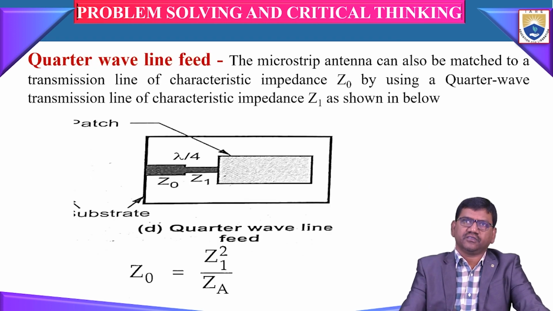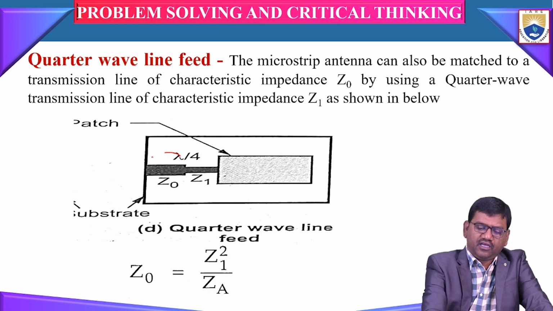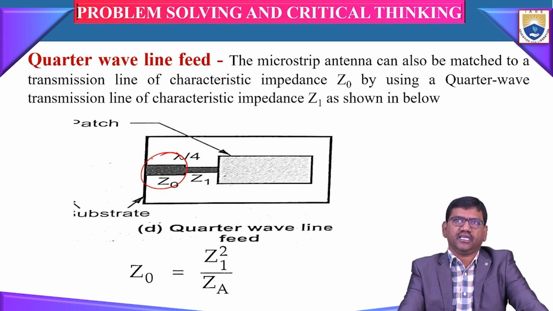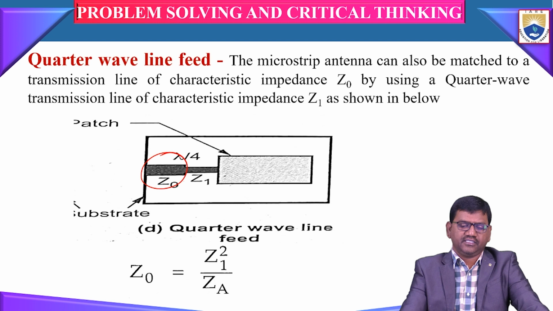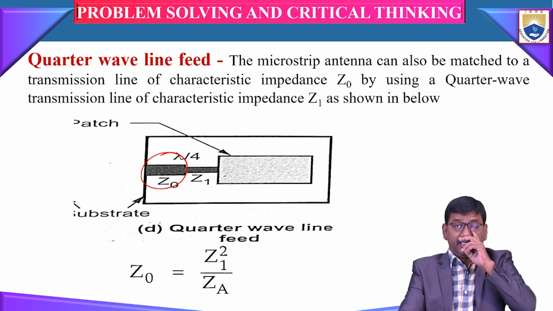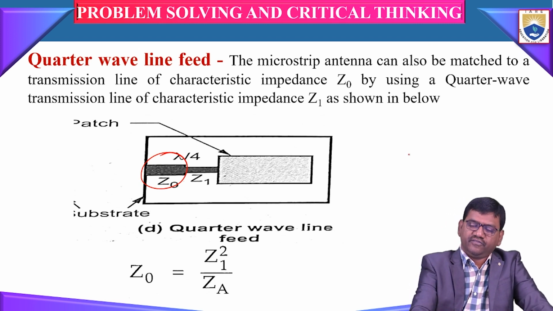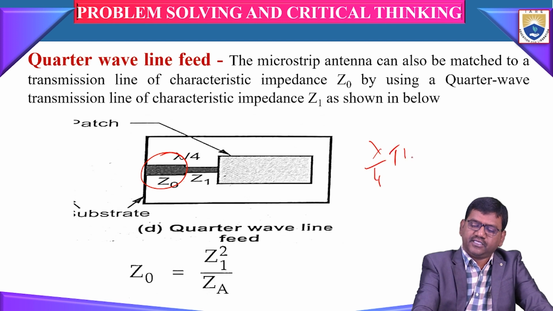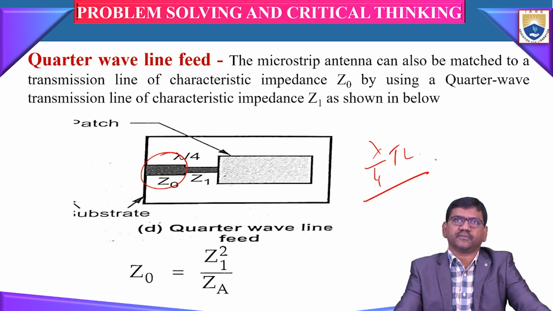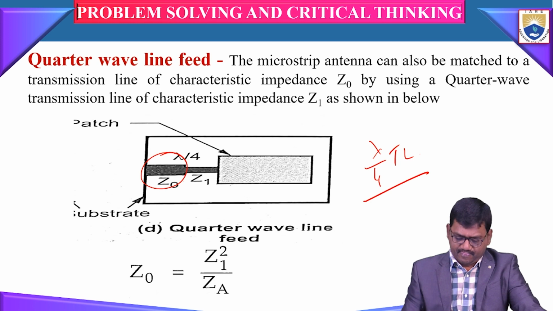Quarter wave line feed. Here we attach an extra transmission line to the existing transmission line, that is, a lambda/4 transmission line. The general transmission line is attached to the patch. For the quarter wave line feed, we use a lambda/4 transmission line as an input to the substrate of the patch antenna.